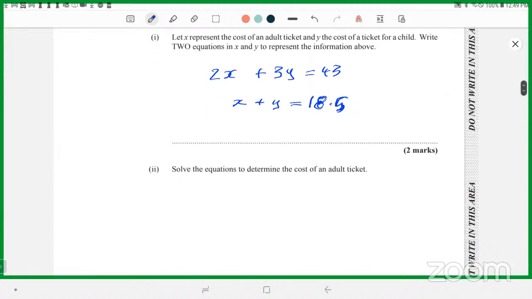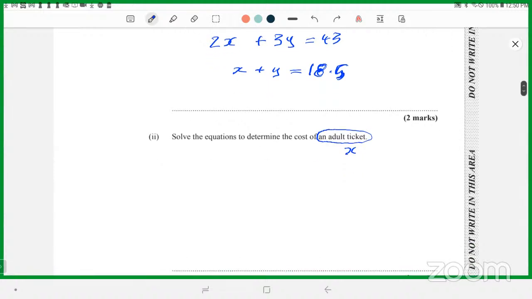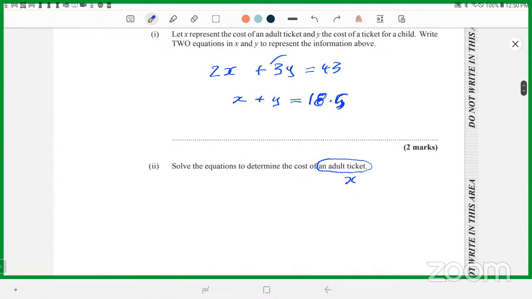The question said now, solve the equations to determine the cost of an adult ticket. An adult ticket is X, so you're really trying to find X. You have to do the mathematics the easy way. If you want to find X, the question is not asking you for Y. So if you want to find X, what you need to do is eliminate the Y from the 2 equations. You can use an elimination method or a substitution method.